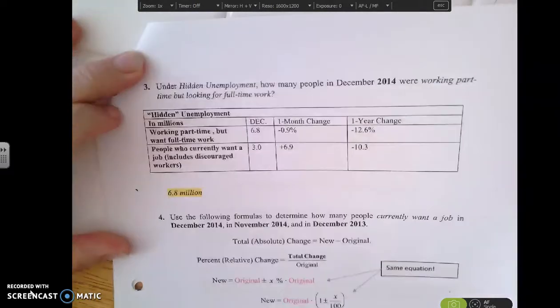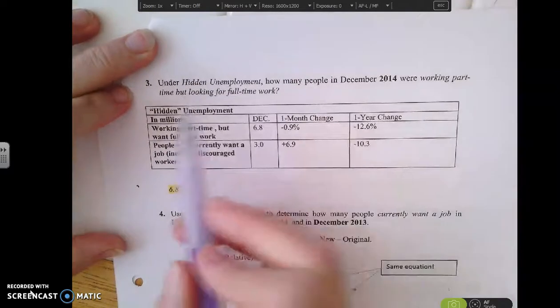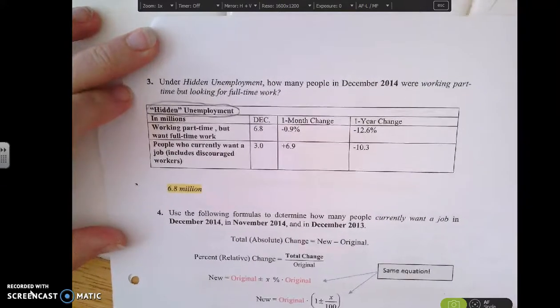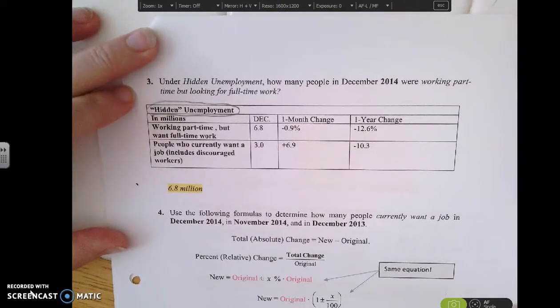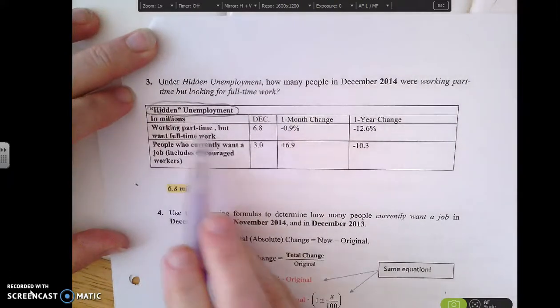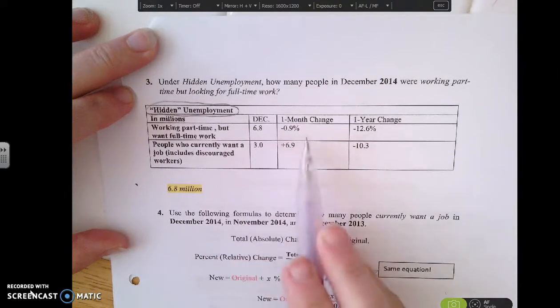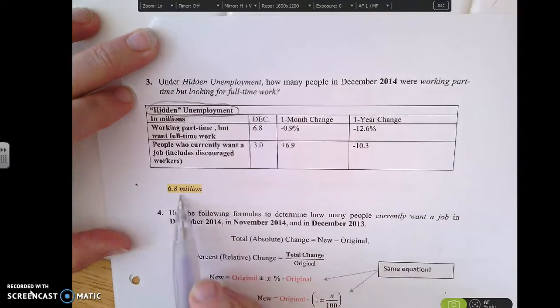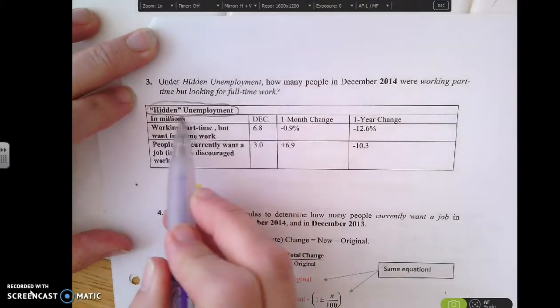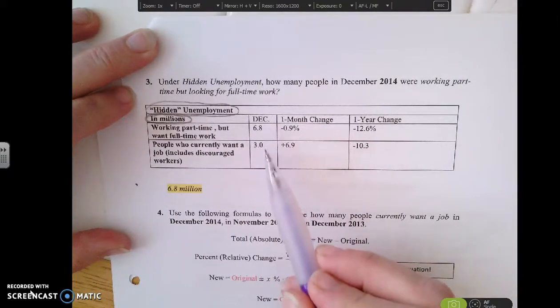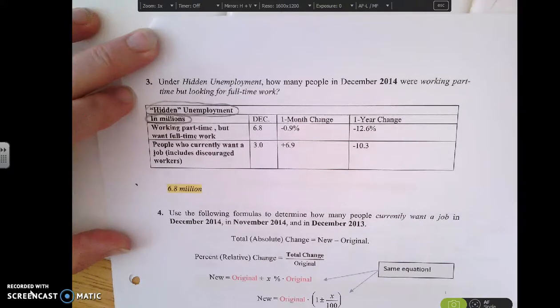All right, the next one says, under hidden unemployment, so notice right here it says hidden unemployment, how many people in December 2014 were working part-time but were looking for full-time work? Working part-time but wanting full-time is 6.8, so it's 6.8 million, and you know that because right here it says in millions. On the other chart, the numbers you were seeing were percentages, but in this one, the values you're seeing are in millions.